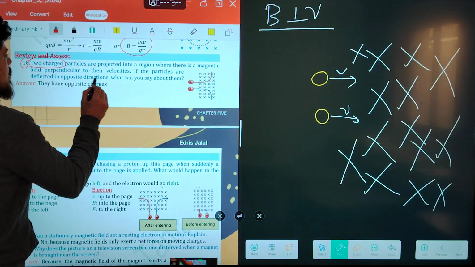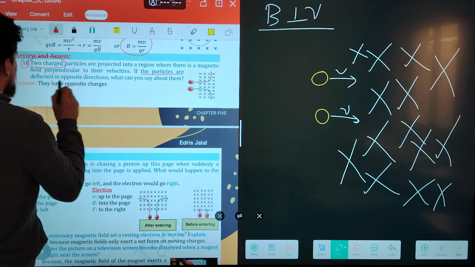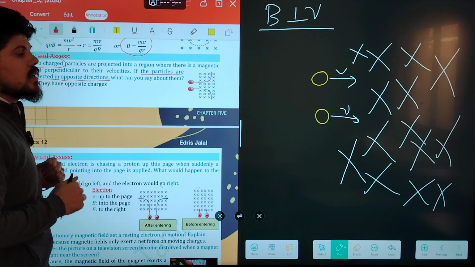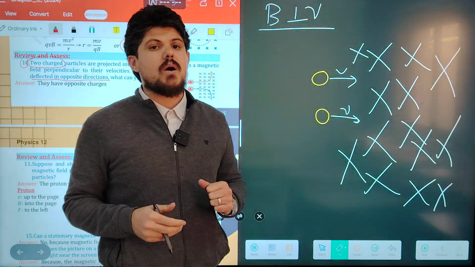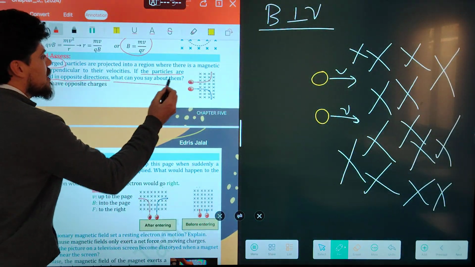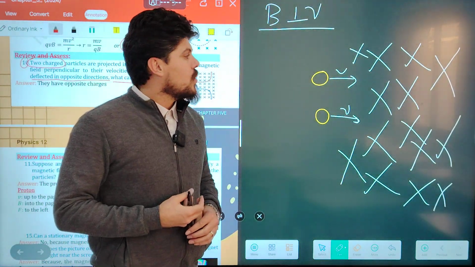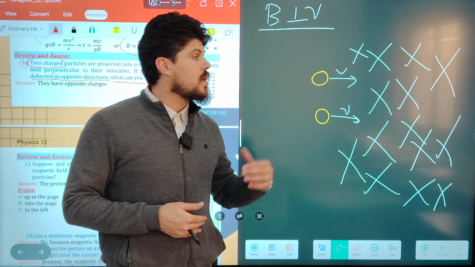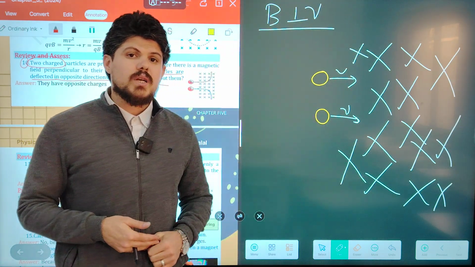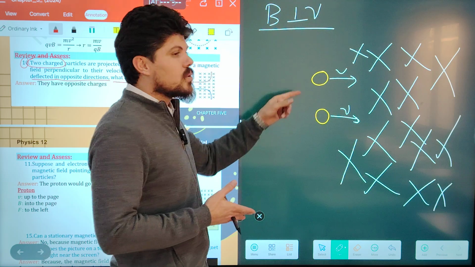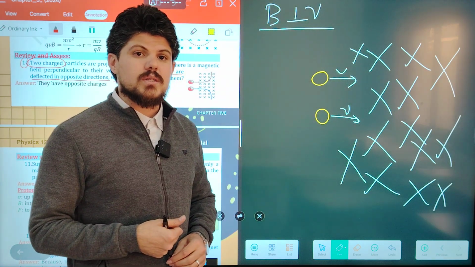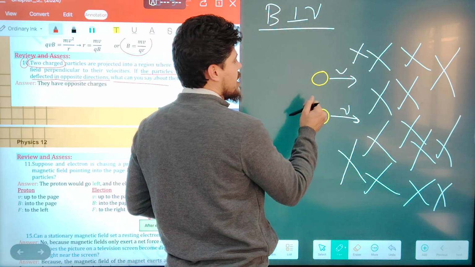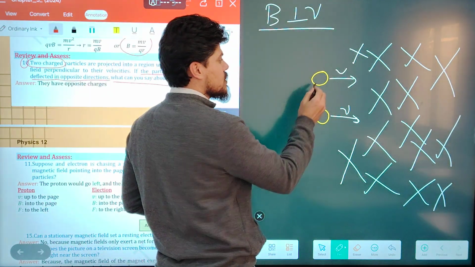So the question says, if the 2 particles are deflected in opposite direction, what can you say about them? When do these 2 particles deflect in opposite direction? When the 2 particles have opposite charge. When 2 oppositely charged particles enter this magnetic field, they deflect in opposite direction.